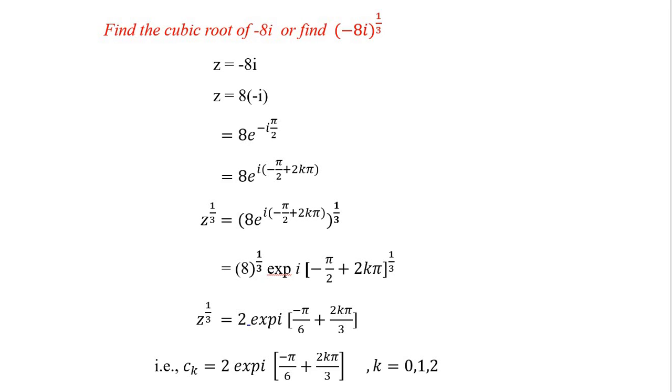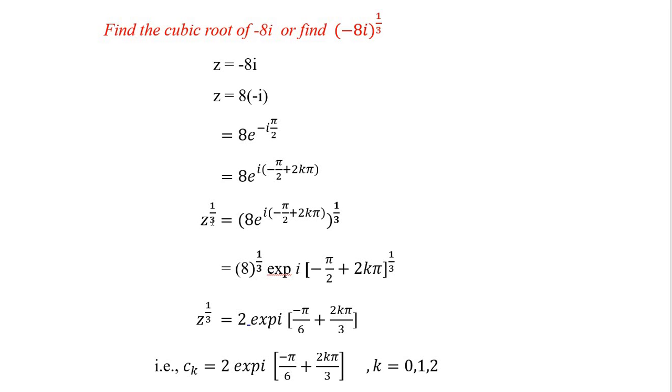Minus i is the value e power minus i pi by 2, because cos pi by 2 minus i sin pi by 2, where cos pi by 2 is 0 and sin pi by 2 is 1, so we can get minus i. Therefore minus i can be replaced by 8 into e power minus i pi by 2. So we apply the general form z equal to 8 into e power i into minus pi by 2 plus 2k pi. Now we are going to apply the cubic root.